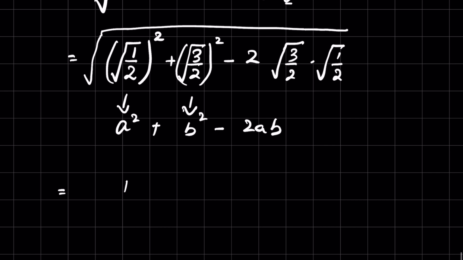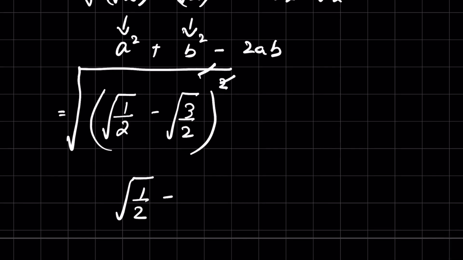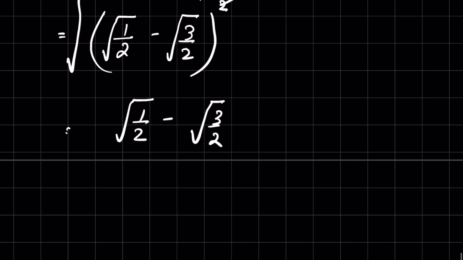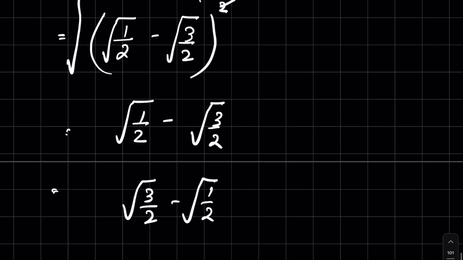We can write it as square root of 1 upon 2 minus square root of 3 upon 2, whole square, under a square root. Now remove the square root with the square. So this is square root of 1 upon 2 minus square root of 3 upon 2, or you can also write this answer as square root of 3 upon 2 minus square root of 1 upon 2, if you take square root of 3 upon 2 as a and square root of 1 upon 2 as b.